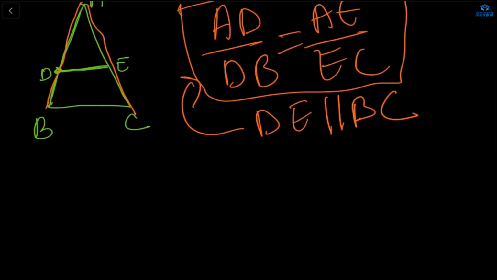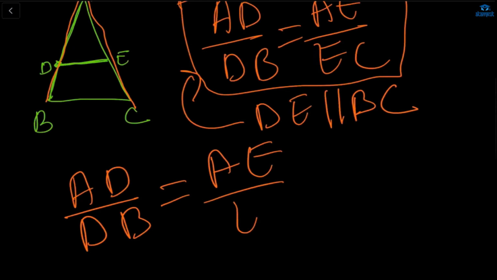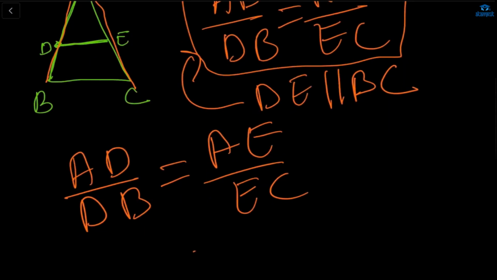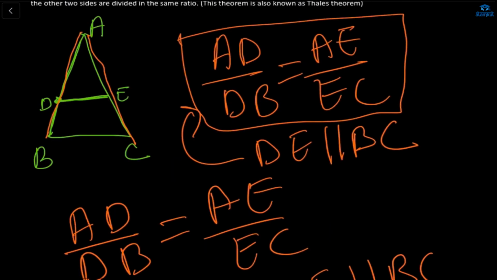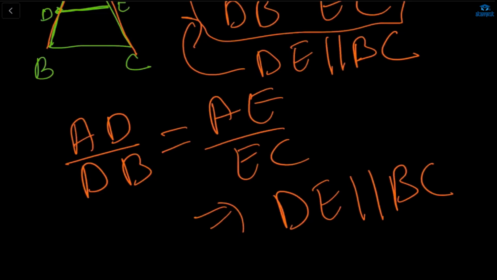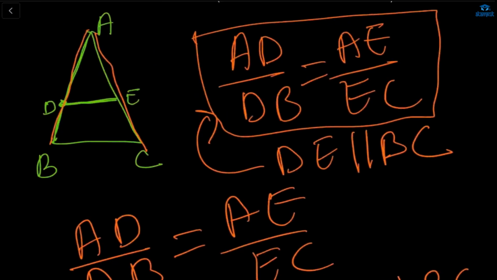Or the converse is that if a line is drawn in such a way that it divides the other two sides in the same ratio, that is, if AD by DB is equal to AE by EC, then it implies that DE is parallel to BC. Now you understood, Shazan? Is it clear now? Ma'am, it is a little bit clear. Just once more. Where are you facing difficulty, can you tell me? Ma'am, I am not able to understand AD by DB equals AE by EC.